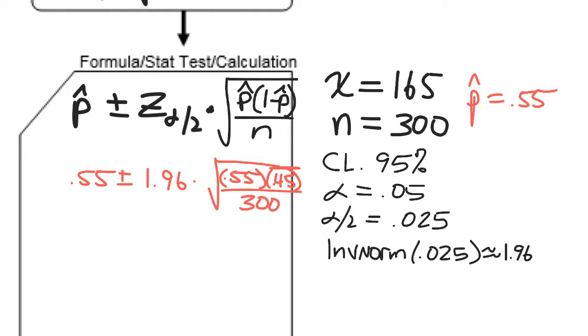All right. So 0.55, I'm going to go with the minus version first, times the square root, fraction tool, got about 0.494 on the low side, less than or equal to P, less than or equal.